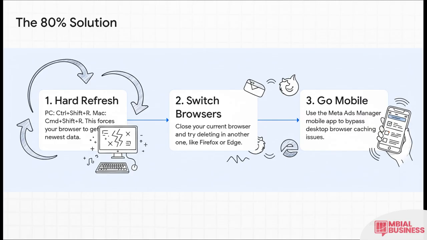If you're still stuck, move to step two, switch browsers. Seriously, sometimes Chrome is just being stubborn, so hop over to Firefox or Safari and try deleting it there. And for step three, if all else fails, just go mobile. Pull out your phone, open the Meta Ads Manager app. It often completely bypasses whatever caching issue is happening on your desktop.